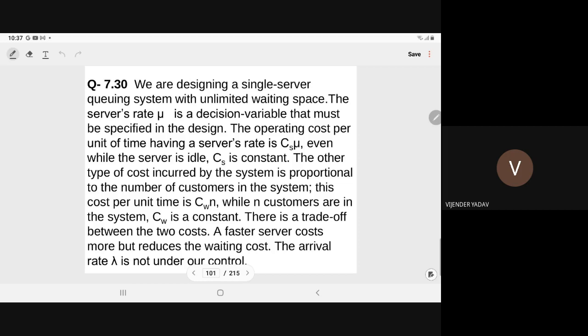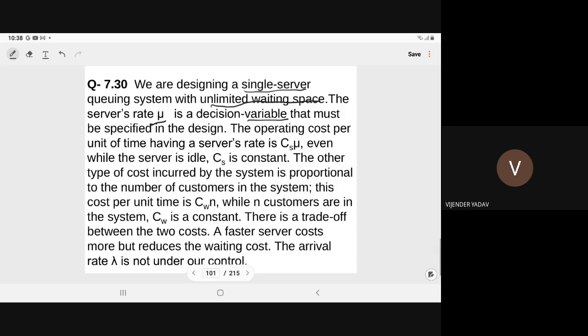Let us take this question. Question number 30. We are designing a single server queuing system with unlimited waiting space, that is M equal to infinity. It is a single server, so it is the MM1 FCFS infinity model. The service rate mu is the decision variable that must be specified in the design.